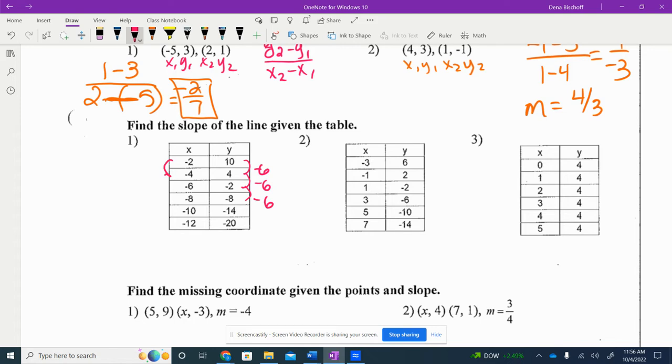What about the change in x? So my slope is my change in y over my change in x, which means, what does that equal? -6 over -2, which reduces to 3 over 1, or 3. Awesome.